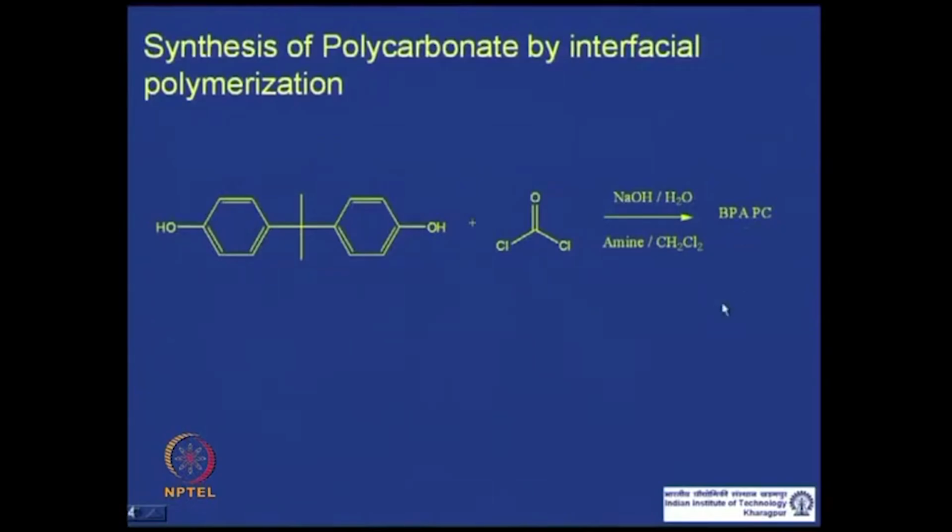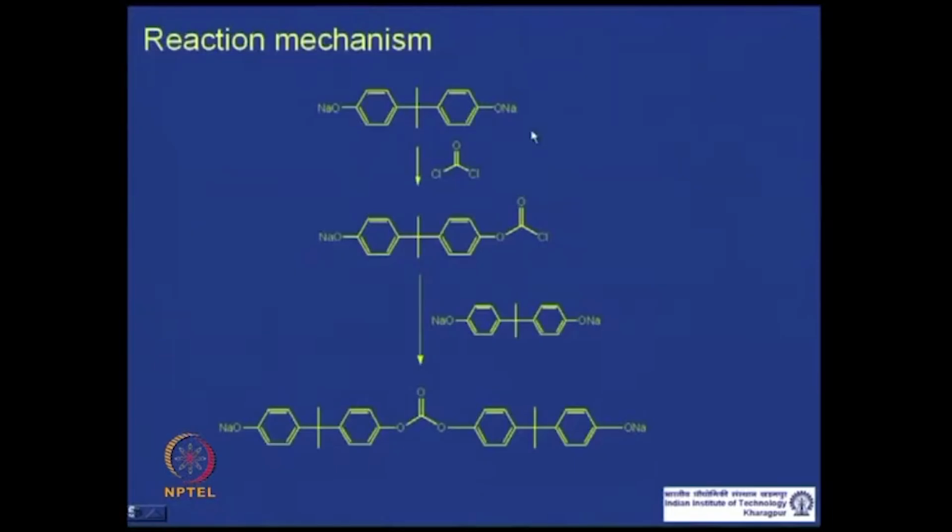Now, what is the mechanism? You have BPA, bisphenol A, present in the aqueous solution of sodium hydroxide. So, you have the phenolate salt. Now, this at the interface reacts with phosgene forming this compound, which again on reaction with bisphenol A salt will form a dimer in this case, and the reaction will proceed further in this way.